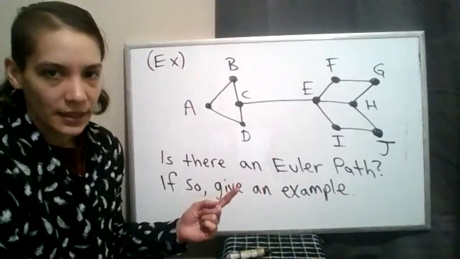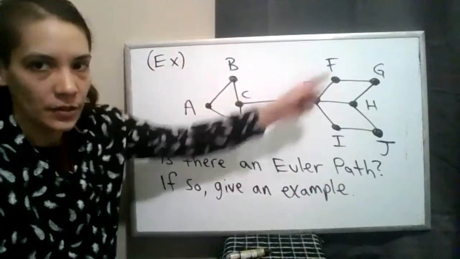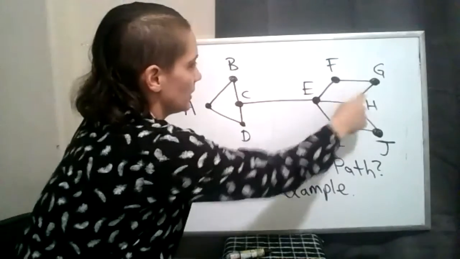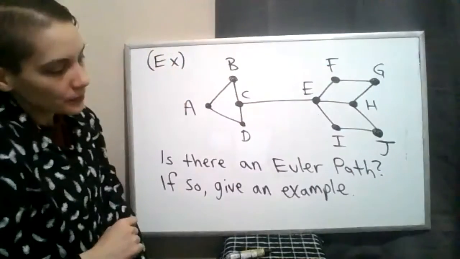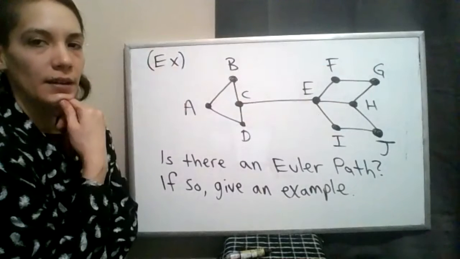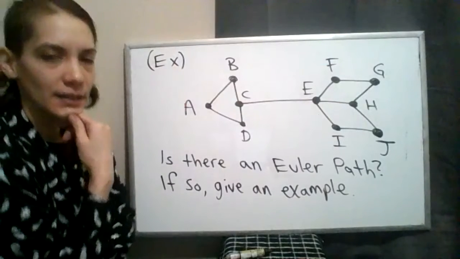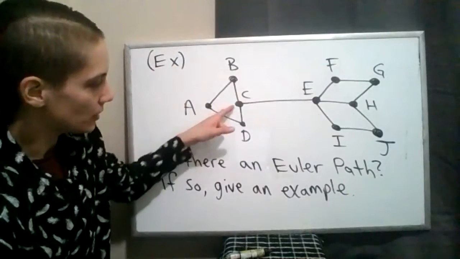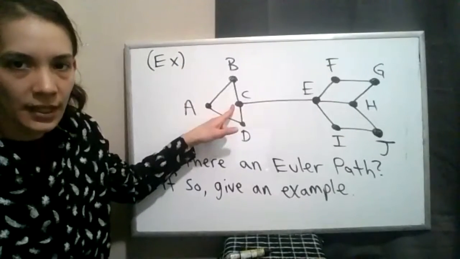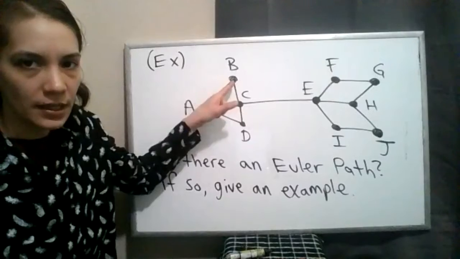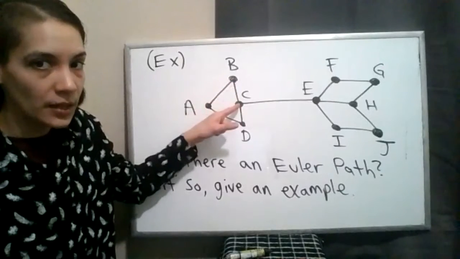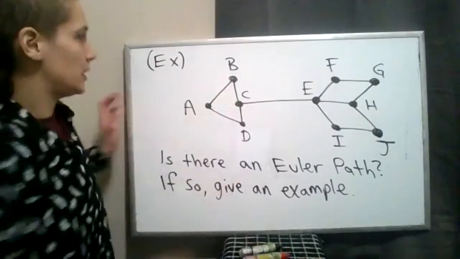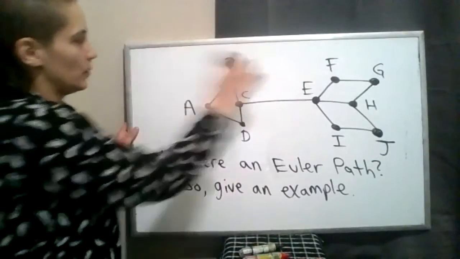Okay, so we're looking for a path, and we need to cover every single edge one time. All 1, 2, 3, 4, 5, 6, 7, 8, 9, 10 of them. I'm going to try starting at C. So let's start here and go C, D, A, B, C. It's okay to reuse a vertex, but we can't reuse any edges. So let's just try this out.